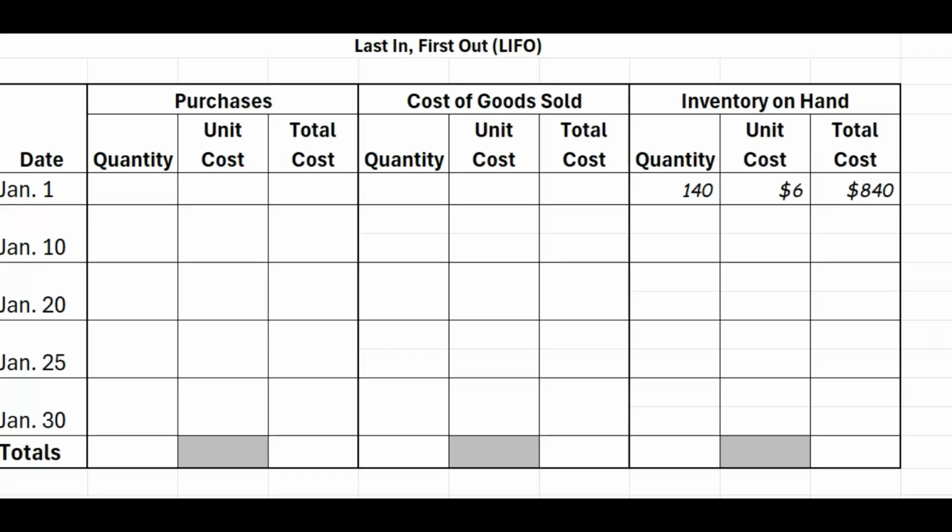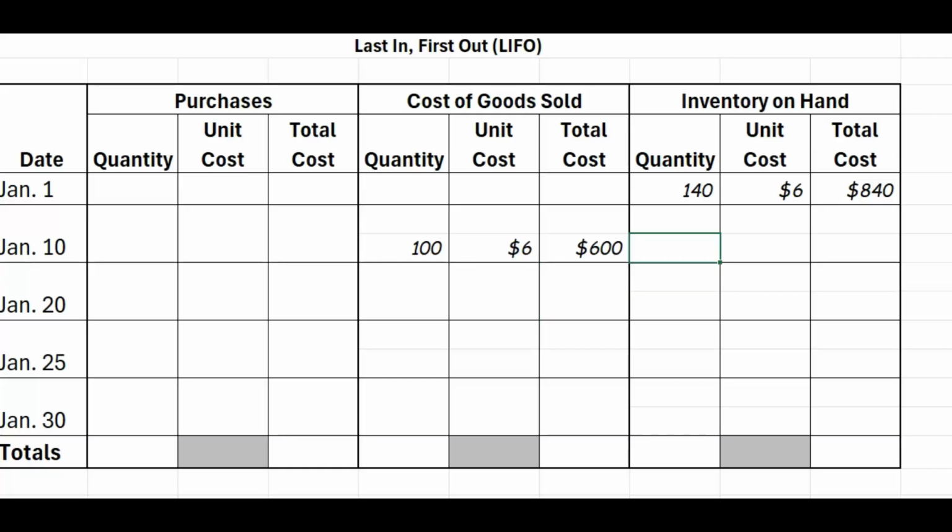We sold 100 of the $6 per unit inventory items. We will log this in the cost of goods sold columns. 100 units at $6 per unit is a total cost of $600 for cost of goods sold for this transaction.